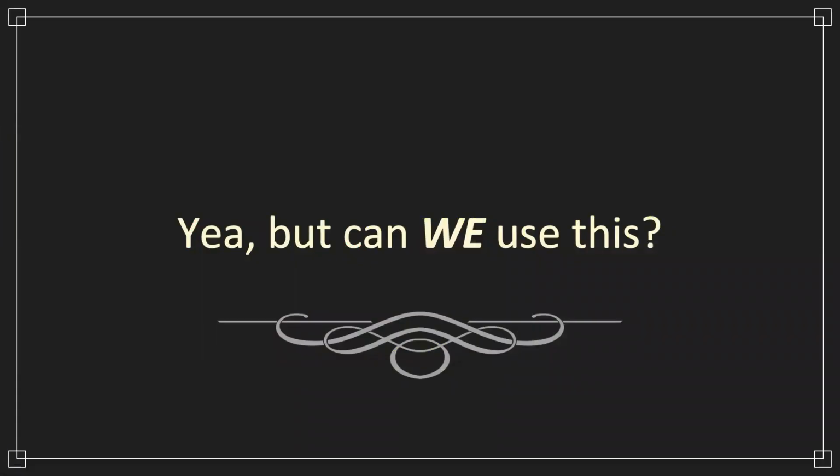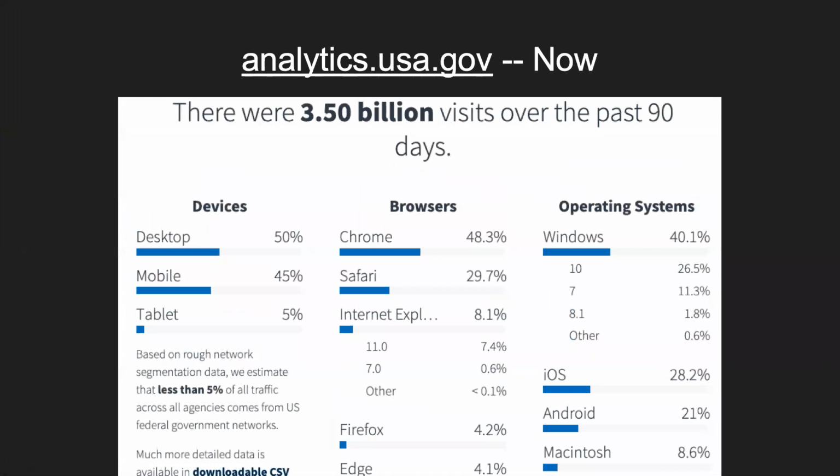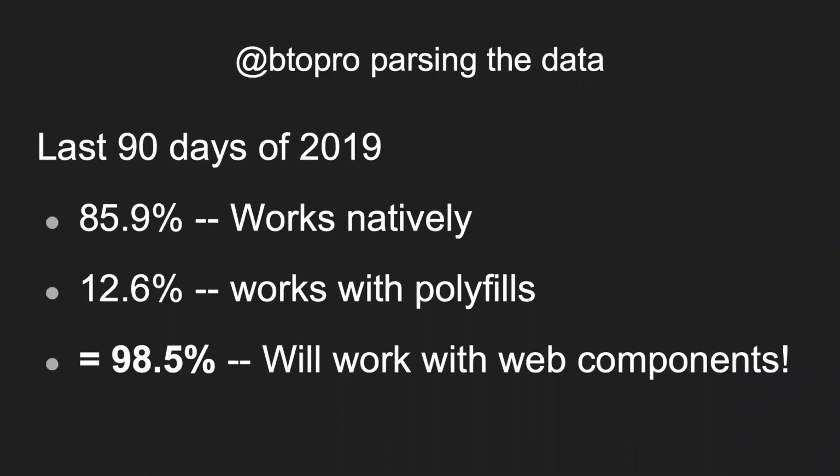So you might say, okay, that's great, but can we in government use this? So I did dig into this a bit. These aren't perfect, right? Obviously, this is going to be relative to your site and what the needs are, but just generally with analytics.usa.gov. And this is what the numbers were in April. And now, as of today, we've actually seen them shift even more away from things like Internet Explorer and more towards Firefox and Edge, which is really promising. So over the last 90 days, I would estimate 85.9% of all of that traffic, right?